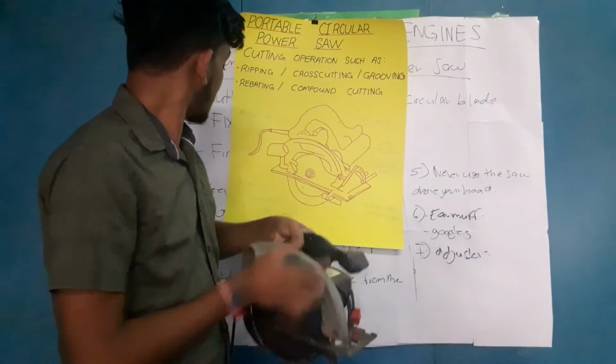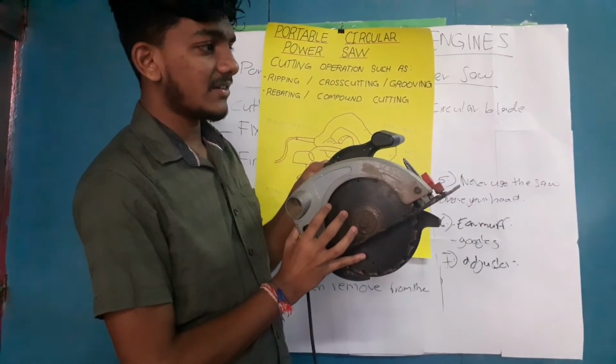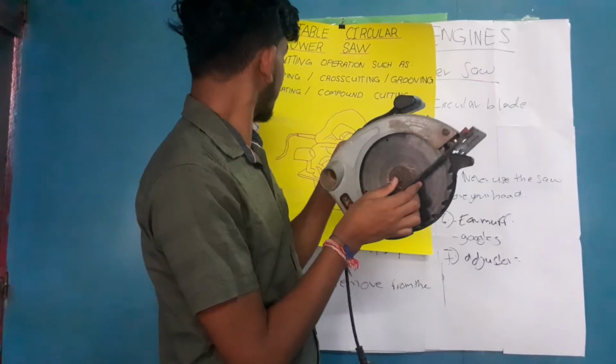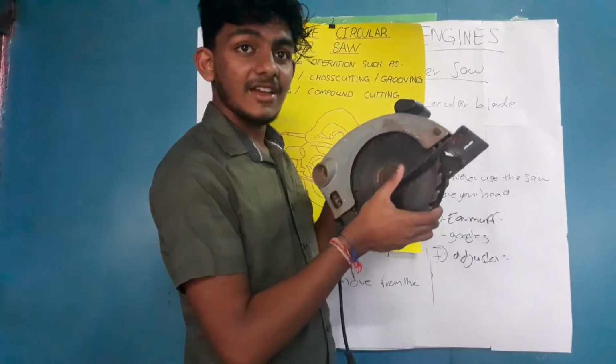Next, we have a saw blade. This is a blade. Blade is basically used for cutting the timber. I hope you get it.